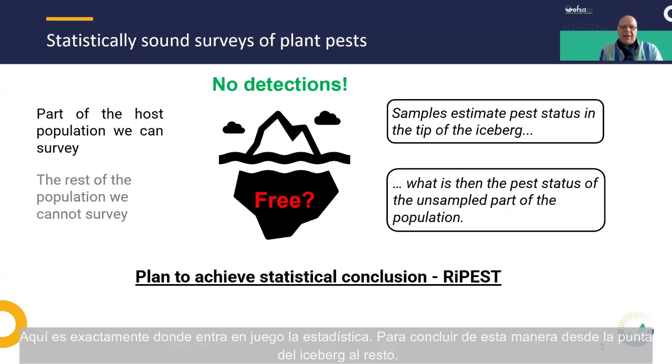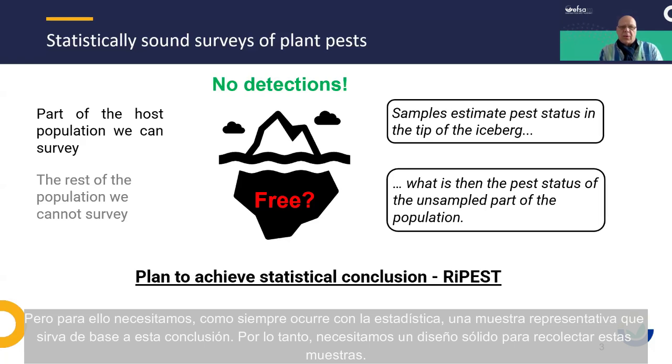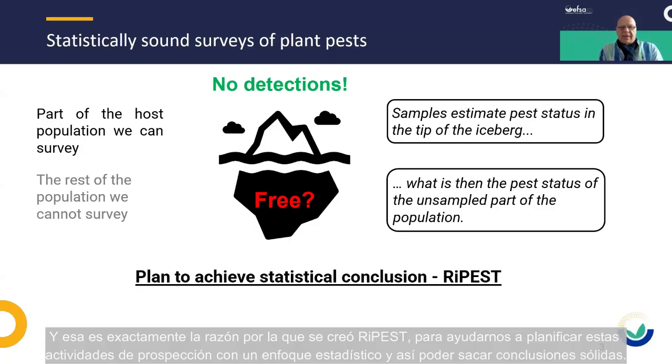Here, that's exactly where statistics comes in, to conclude from the tip of the iceberg to the rest of it. But for this, we need, as always with statistics, a well-planned sample as a basis for this conclusion. Hence, we need a sound survey design to collect these samples. And that's exactly what RiPEST was made for, to help us plan these statistical surveys so that we can make sound conclusions out of it.